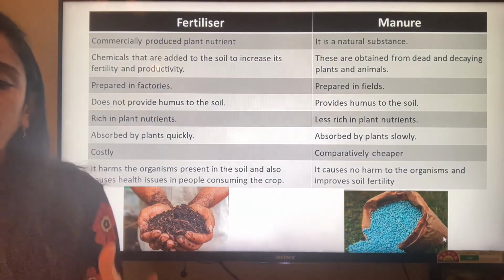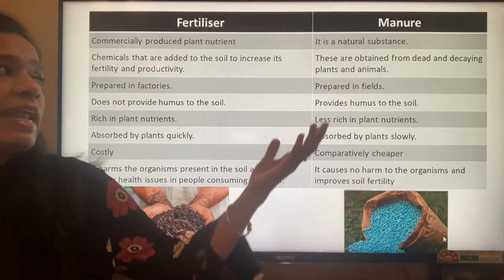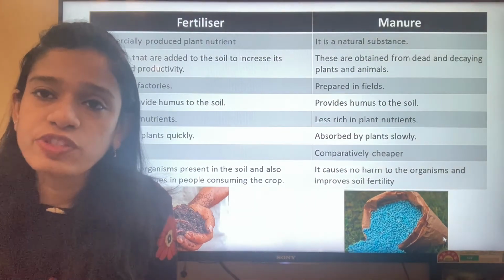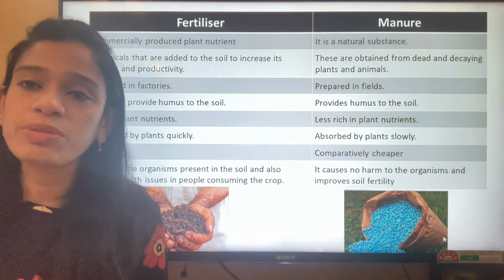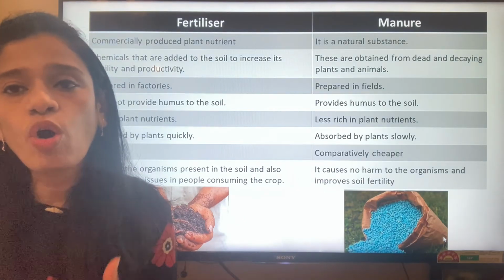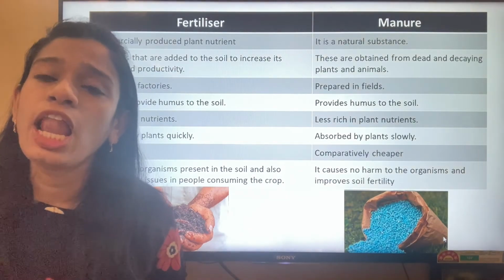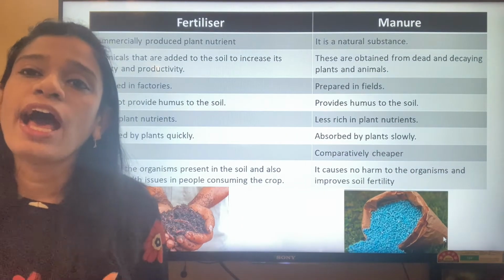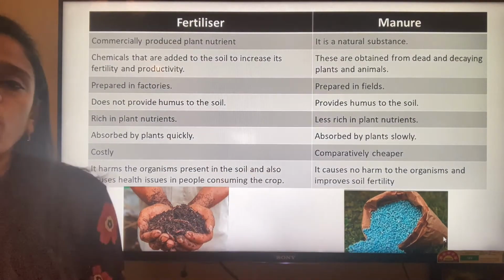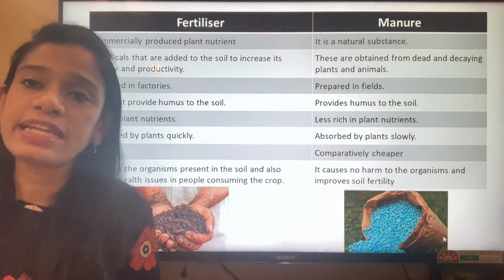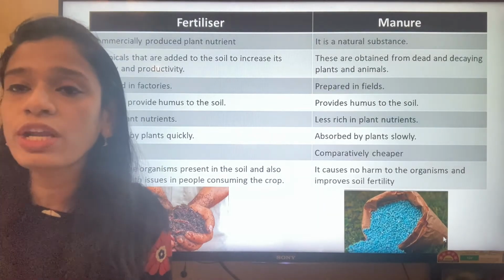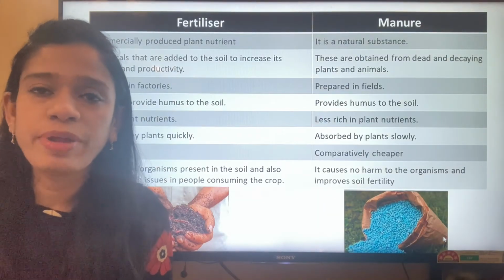Manure is prepared from dead and decaying plants and animals. Mostly the dried leaves, rotten leaves, vegetable peels, fruit and food peels are put together along with the soil and earthworms. It gives rise to manure. It is a long process. It takes time because manure needs to get prepared naturally. We cannot do it. It is not a man-made thing.